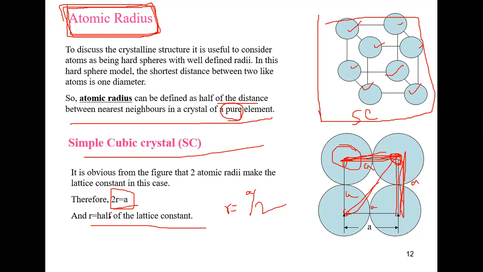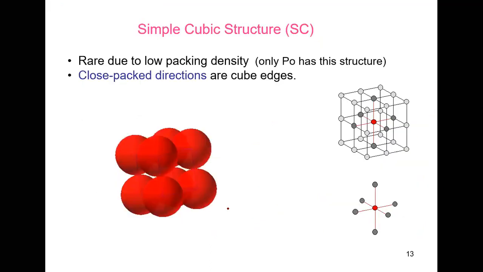We are going to do the same thing, finding R in terms of the lattice constant for the other space lattices in cubic crystals. The other space lattices in the cubic crystal system are body-centered cubic and face-centered cubic. Simple cubic crystal is so rare that among the elements, only polonium has it. Polonium was named in honor of Marie Curie, according to her birthplace, Poland.